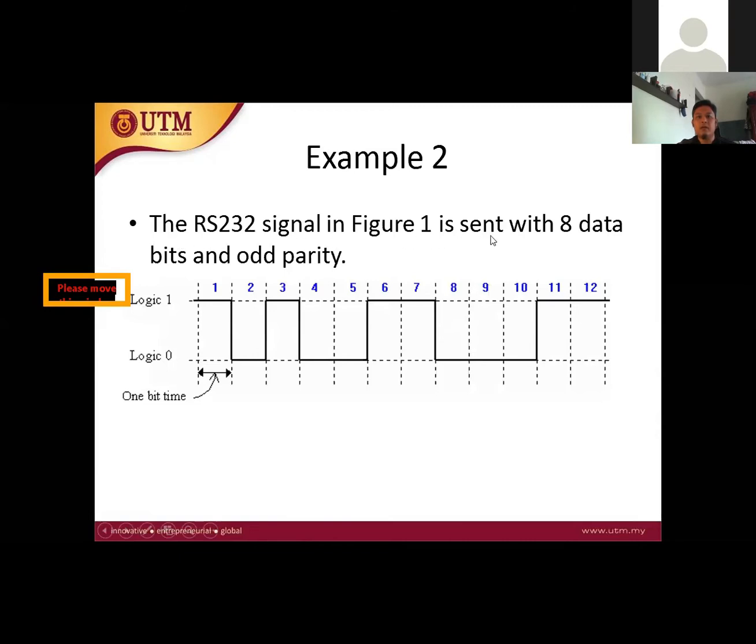The RS232 signal in figure 1 is sent with 8 data bits. And you see the rule is odd parity. Okay, so this is the start bit, because it comes after the falling edge. Okay, so be careful in this example.